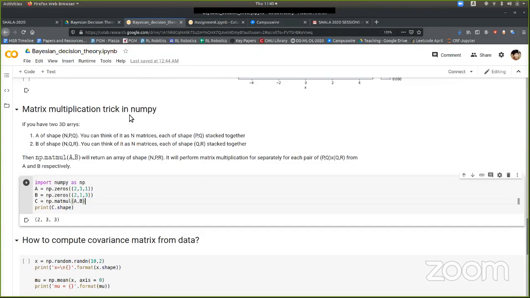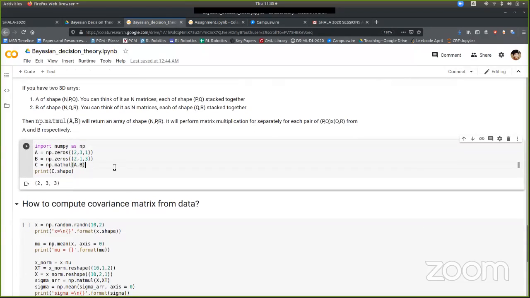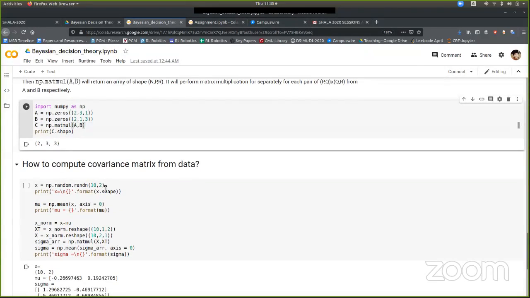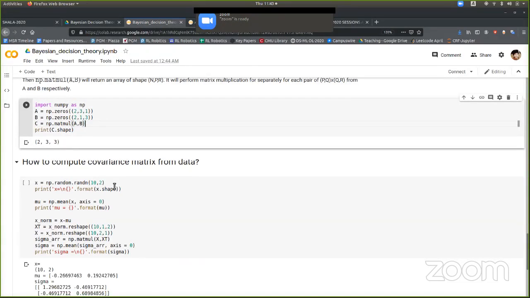It's good to use this matrix multiplication trick because this computation runs faster than if you write a for loop, because if you do anything inside NumPy, internally it does it in C++ and that's faster.